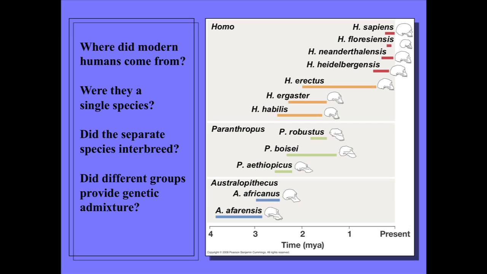Were ancient humans a single species? Did they separate from a single species? Did the separate species interbreed with each other? Did these different groups, as they became geographically isolated around the planet, interbreed with each other? Was there significant admixture the way there is today, confluently in our society?